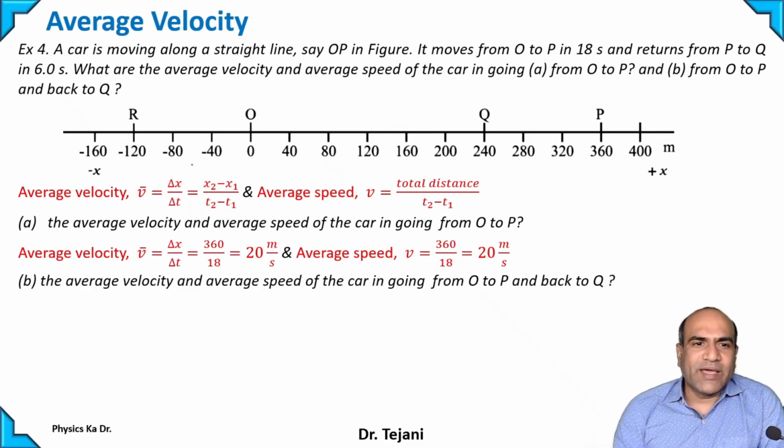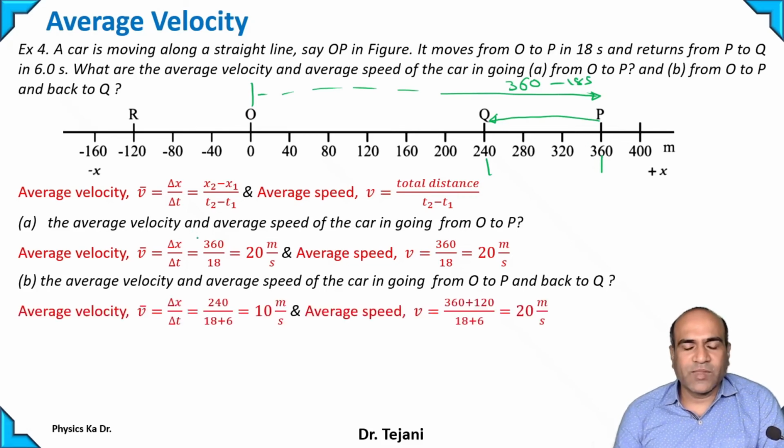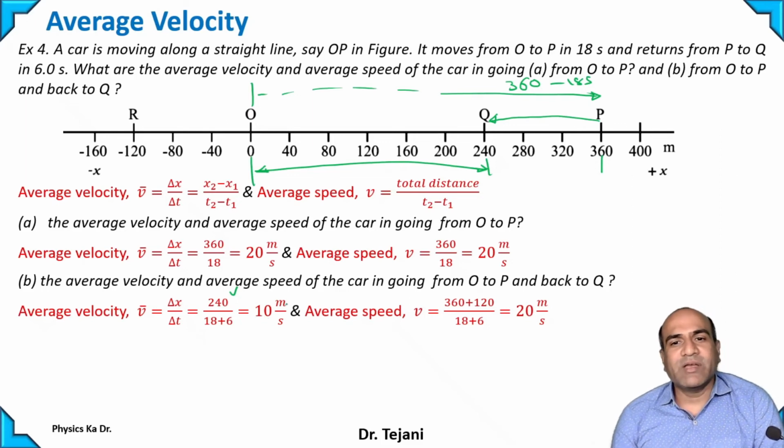In the second case, the object moves from O to P, traveling 360 in 18 seconds, and it returns to 240, that is Q. That means this distance has to be reduced when we talk about velocity. In the case of average velocity, we have to take the shortest distance. So it is 240 divided by total time 24, that is 10 meters per second.